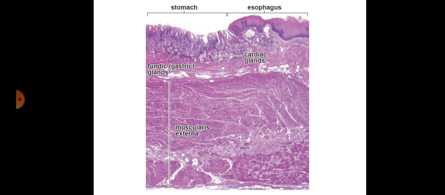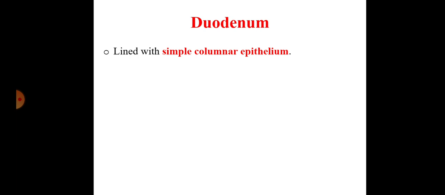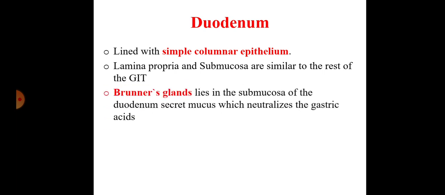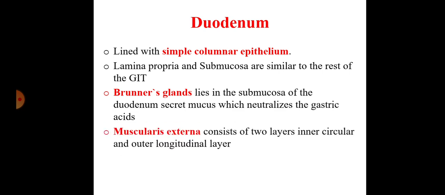Okay. In the duodenum, the arrangement is the same. The difference is in the submucosa. The submucosa contains glands known as Brunner's glands. These glands produce mucus that neutralizes the acidity of the stomach. The lining epithelium of the duodenum is simple columnar epithelium.